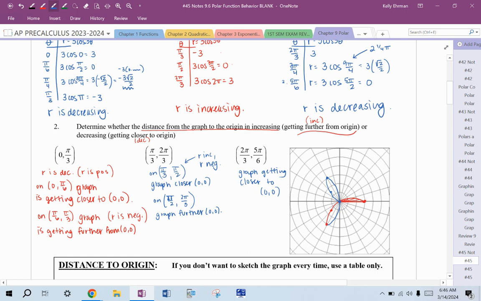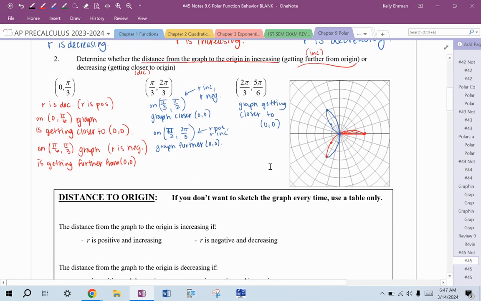But then on this interval, pi over 2 to 2 pi over 3, these values are positive. R is positive, and R is increasing. And so I think of those as matching up. Increasing, again, in my mind, is thinking positive, because it's like a positive velocity or positive rate of change. So if those signs agree, then yeah, the graph is sort of accelerating and getting further from 0, 0. So that's what this distance to the origin is about.